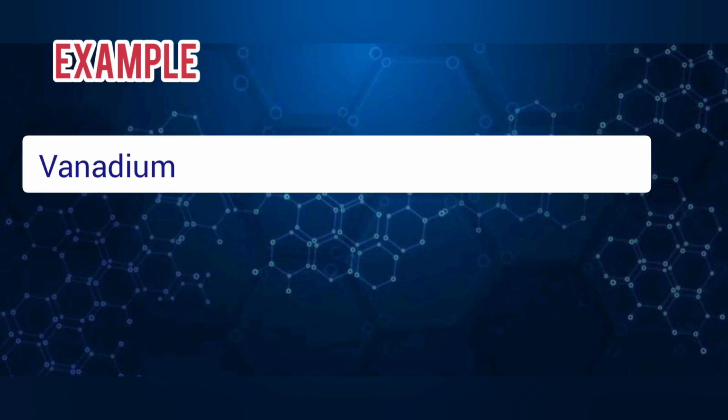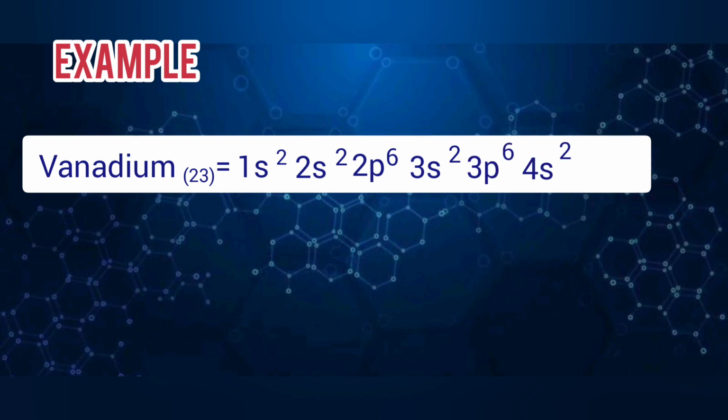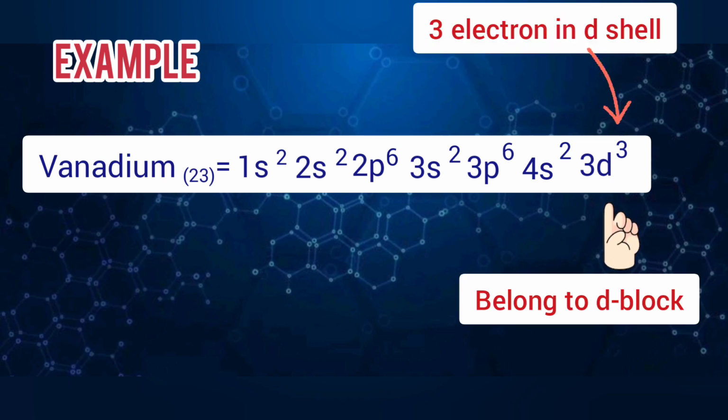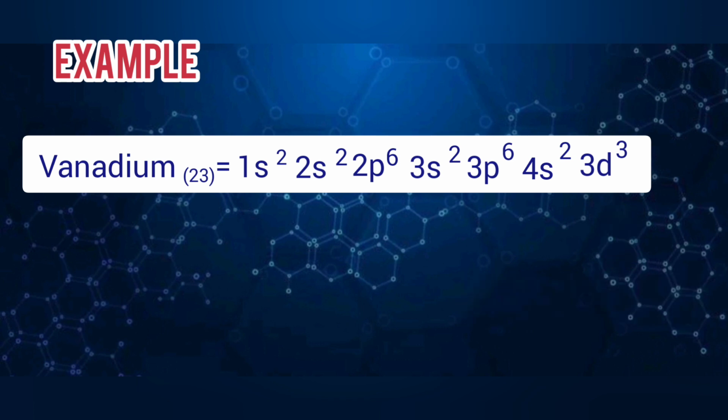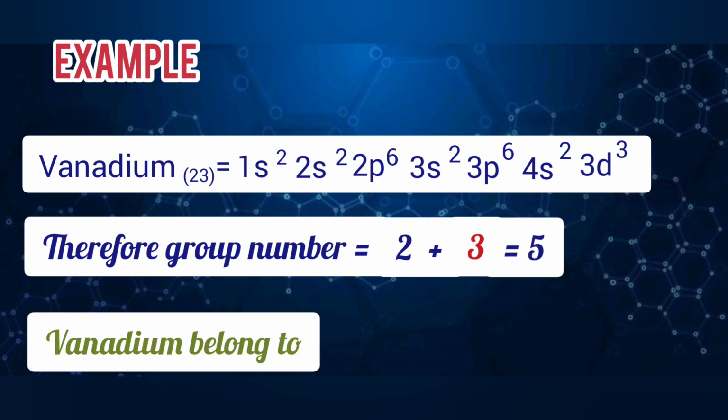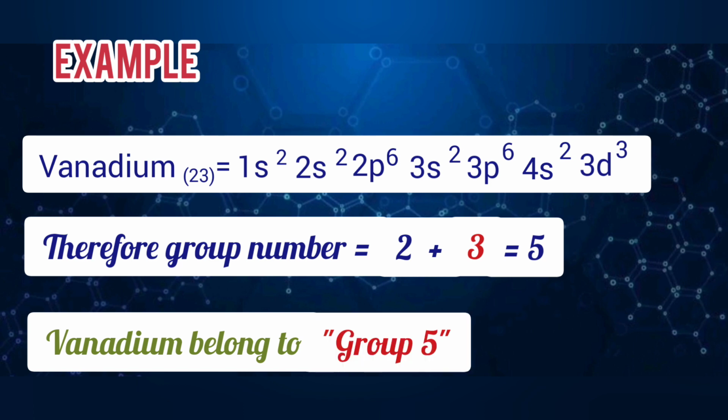Let us understand this with an example. We'll take the example of vanadium. The atomic number is 23. The electronic configuration is 1s2 2s2 2p6 3s2 3p6 4s2 and 3d3. As we can see, it belongs to the d block and it is having 3 electrons in the 3d subshell. So the rule says we'll have to add 2 plus valence electrons, which are 3. So 2 plus 3 is 5, and hence we can say that vanadium belongs to group 5.